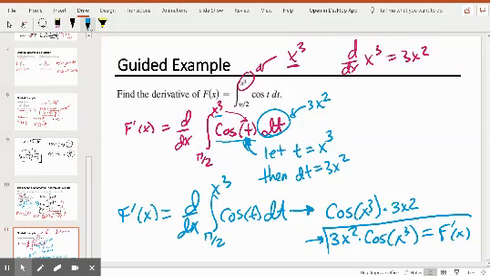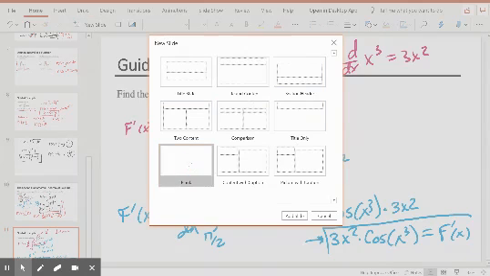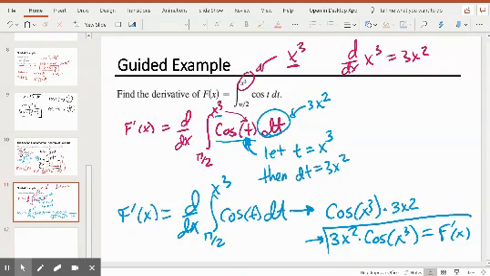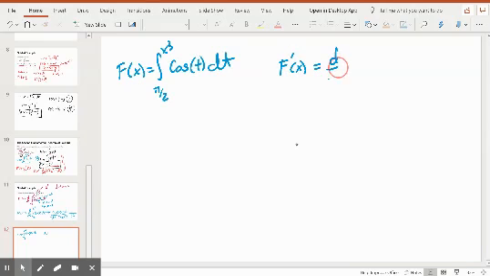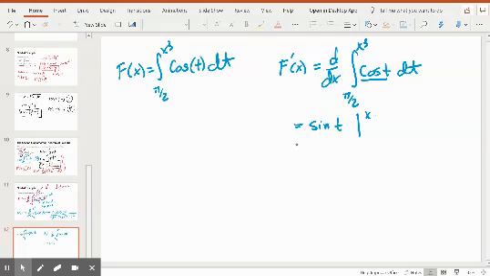Now, I solved this with the shortcut. I'm just going to add a slide in here so we can solve this the long way. So our integral is from pi over 2 to x cubed of cosine of t dt. That's our f of x. F prime of x is the derivative of the definite integral. So let's first solve the definite integral. The antiderivative of cosine of t is sine of t. So we have sine of t that we're going to evaluate from pi over 2 to x cubed.